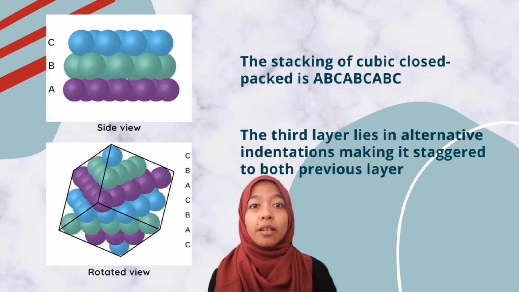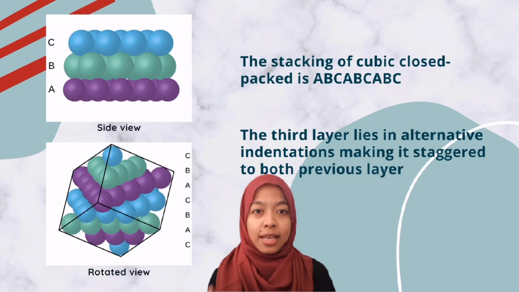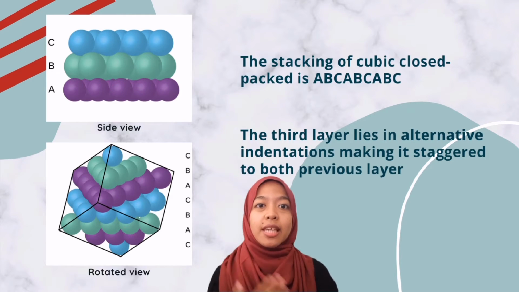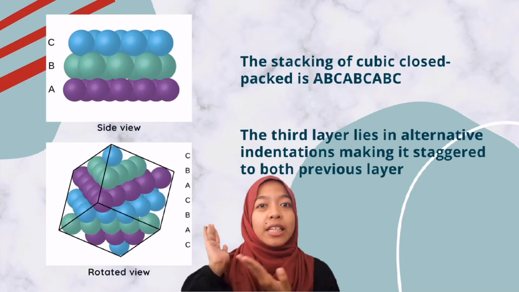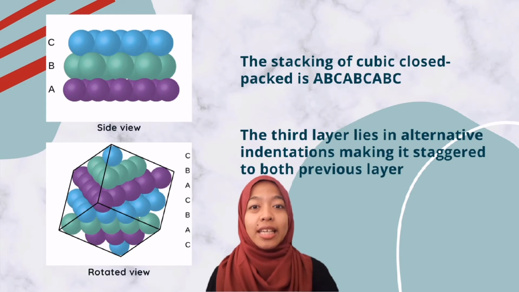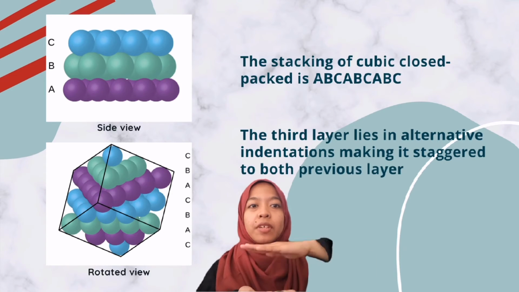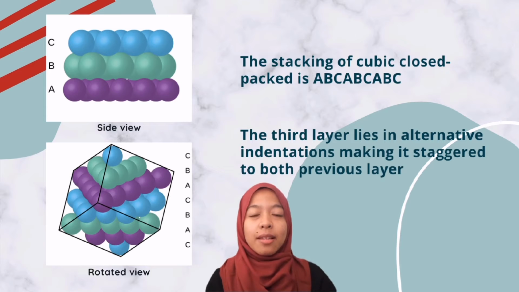Furthermore, as zinc blende is a cubic close-packed lattice type, it has the stacking of ABC, ABC, ABC as shown in the figure here. The third layer lies in alternative indentations, making it staggered to both previous layers. Next, I will pass to Nur Arifah to explain about the unit formula and the 2D plane view.